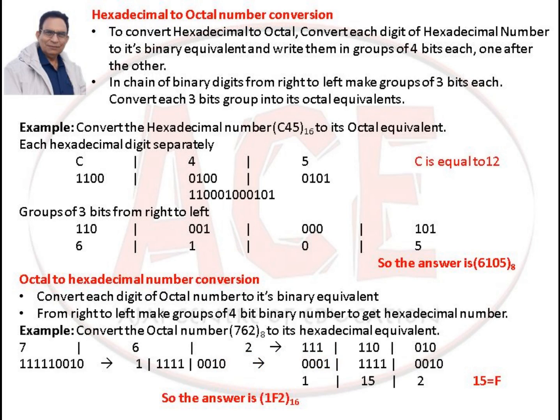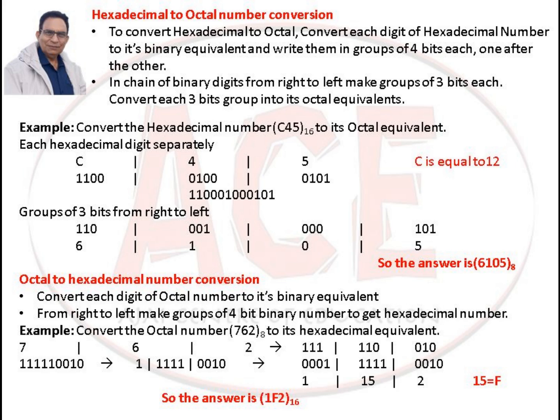Hexadecimal to octal number conversion. To convert hexadecimal to octal, convert each digit of the hexadecimal number to its binary equivalent and write them in groups of 4 bits each, one after the other. In the chain of binary digits from right to left, make groups of 3 bits each. Convert each 3-bit group into its octal equivalent.